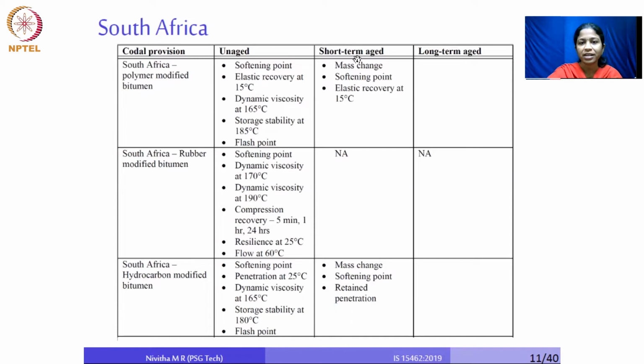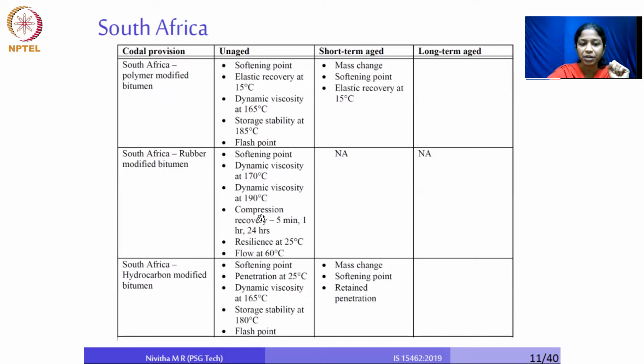In the short-term aged condition, we have a change in mass, softening point, and elastic recovery at 15 degrees. If you look at rubber modified bitumen, there are different tests that are specified. We have the conventional softening point. The dynamic viscosity, sometimes it is mentioned as 170 or 190 degrees Celsius. You can see the increase in temperature here, right?